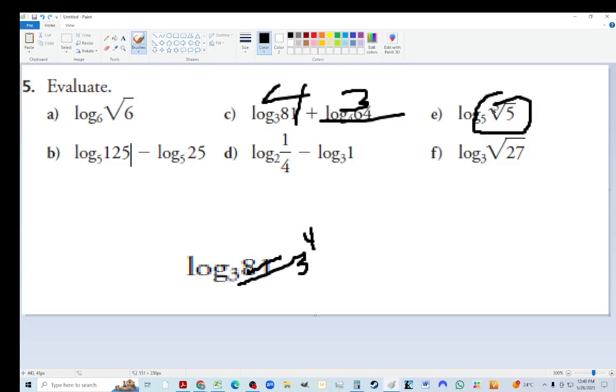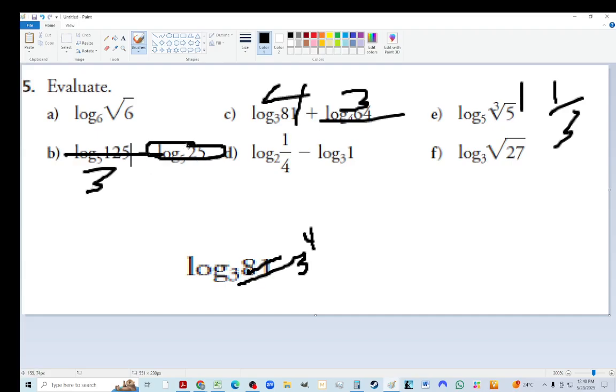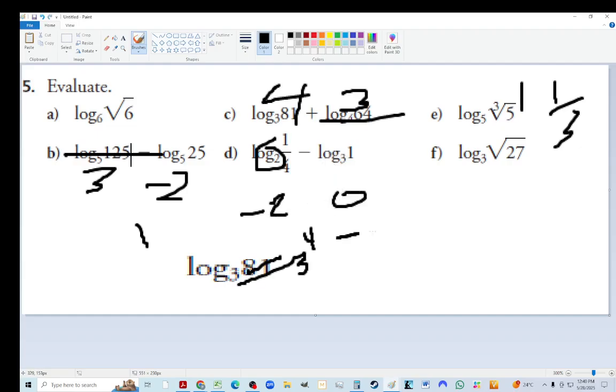You might say, how do I get that? Well, we put 5 to a third to get a cube root of 5. So the answer is a third. What power do I put over 5 to get 125? 3. What power do I put over 5 to get 25? 2. 3 minus 2 is 1. What do I put over 2 to get 4? Negative 2. What do I put over 3 to get 1? 0. Minus 2 minus 0 is minus 2.